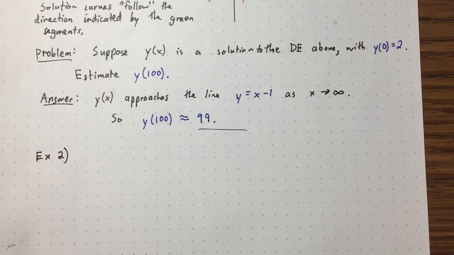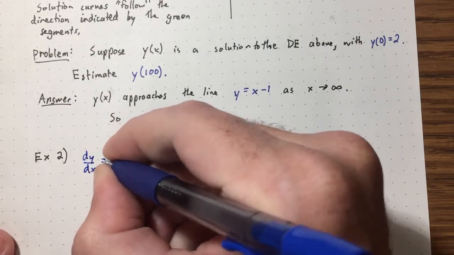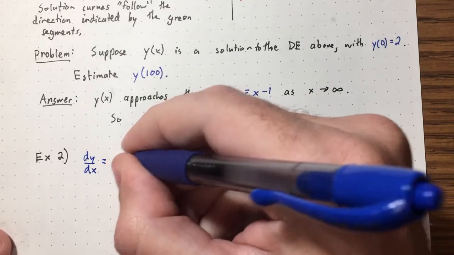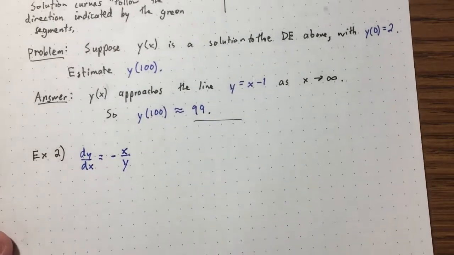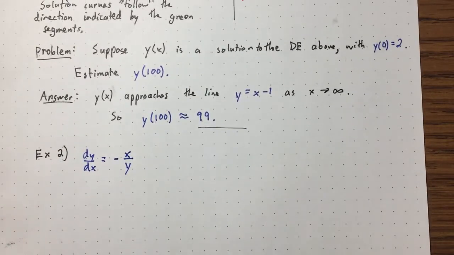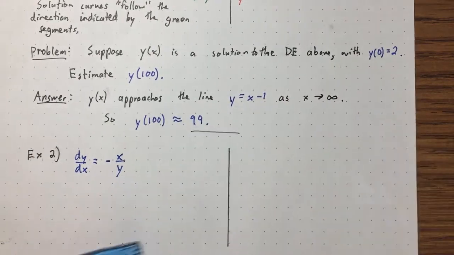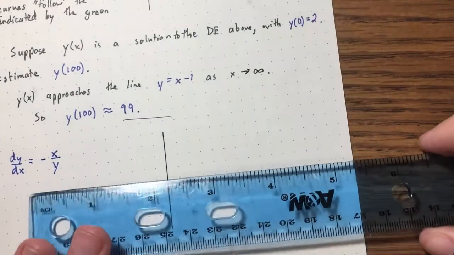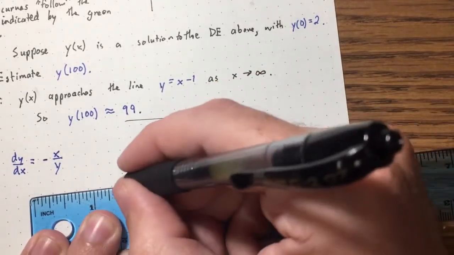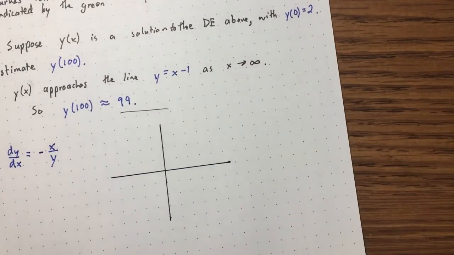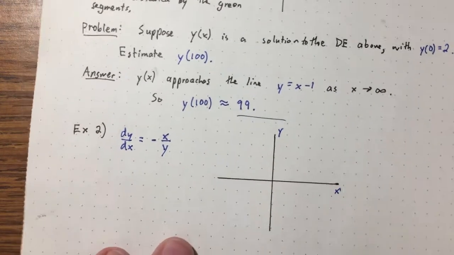Draw another direction field. This time dy dx equals negative x over y, and we'll draw a direction field. Just put in these axes here, so here's x, here's y. Let's use green again for the slopes.